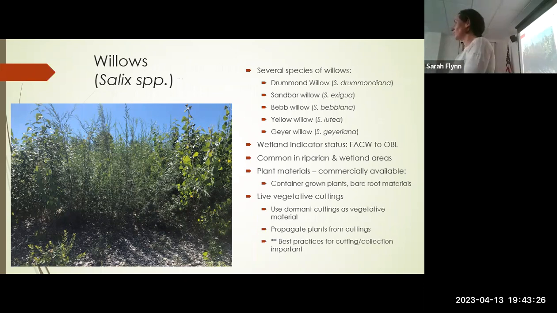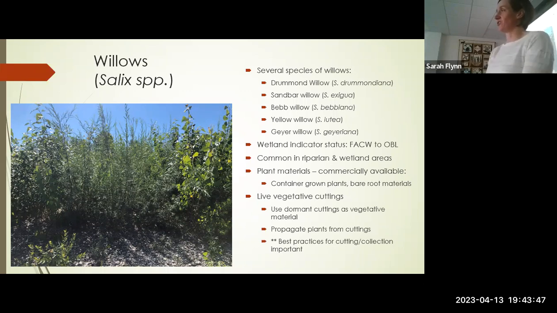Geyer and yellow willow will often be in floodplains too. Bebb willow is kind of nice because it seems to be a little more tolerant of grazing and browse. So we see it a lot longer in those kinds of situations. Again, you can find these as container grown plants, and they also grow well from cuttings.